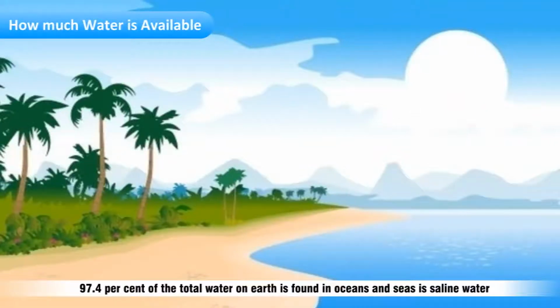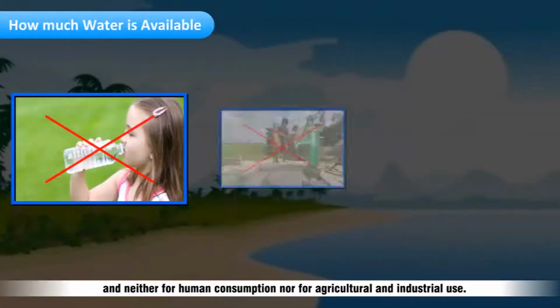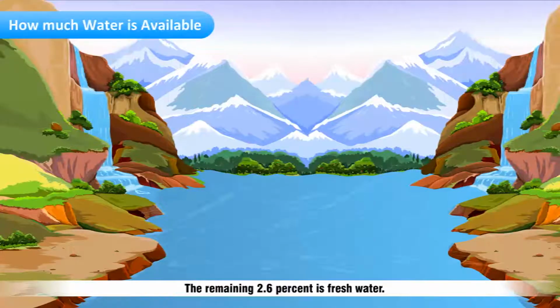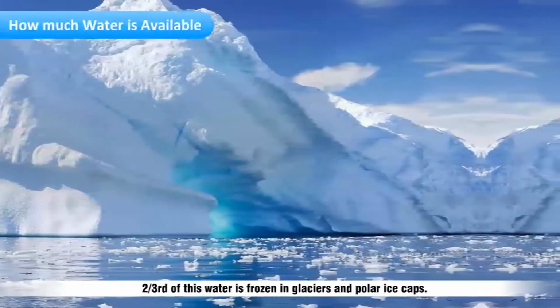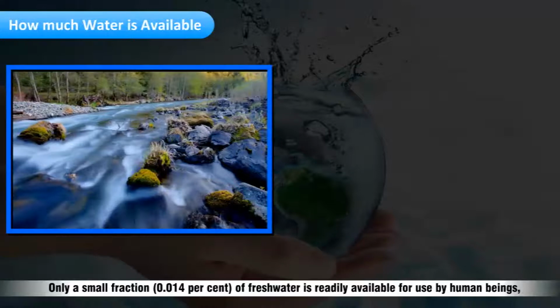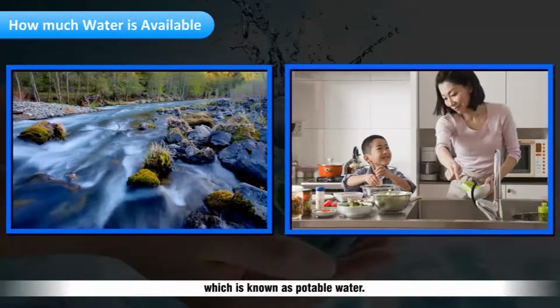97.4% of the total water on Earth is found in oceans and seas. It is saline water and is neither for human consumption nor for agricultural and industrial use. The remaining 2.6% is fresh water. 2/3 of this water is frozen in glaciers and polar ice caps. Only a small fraction, 0.014% of fresh water, is readily available for use by human beings, which is known as potable water.